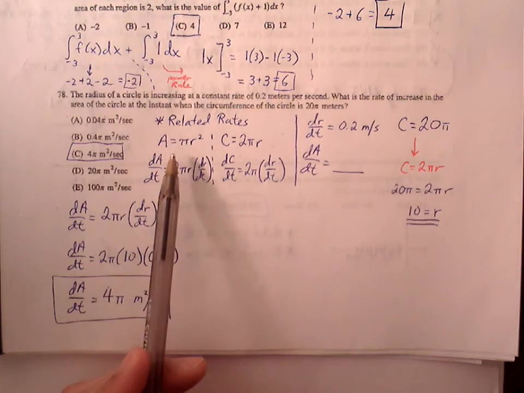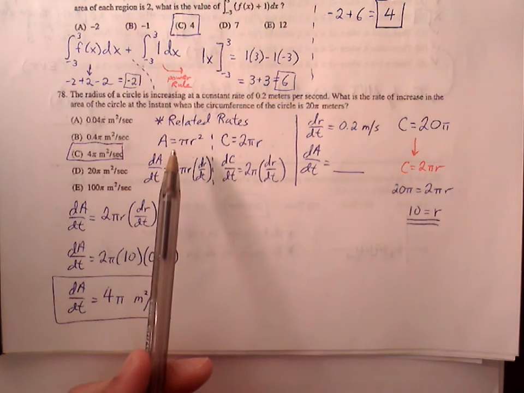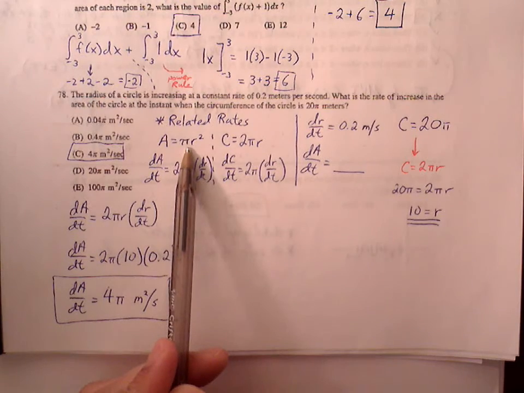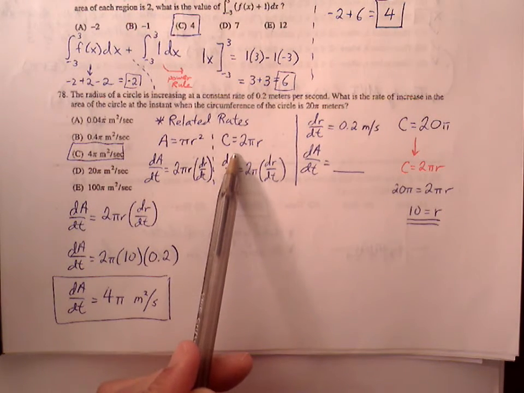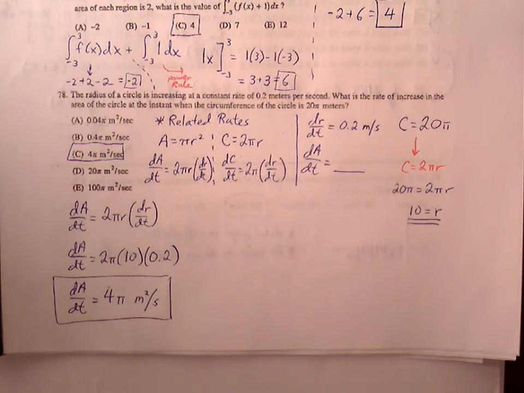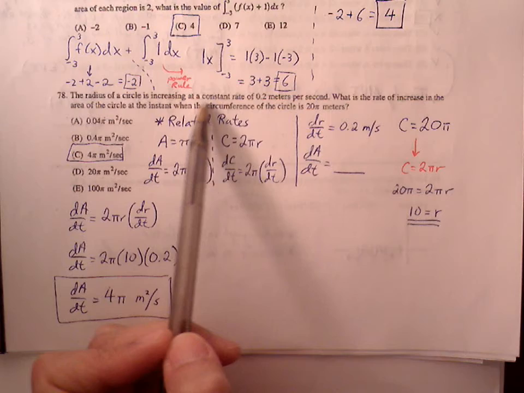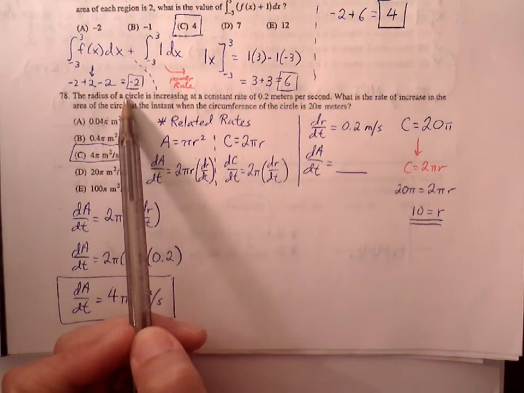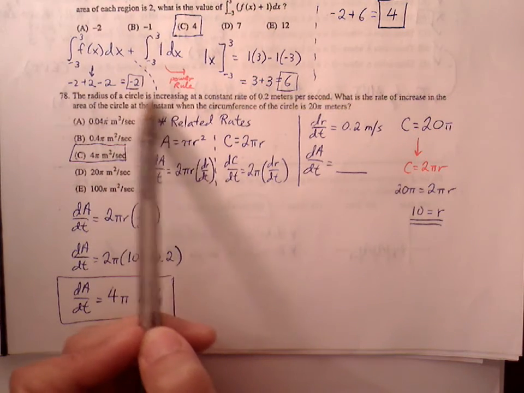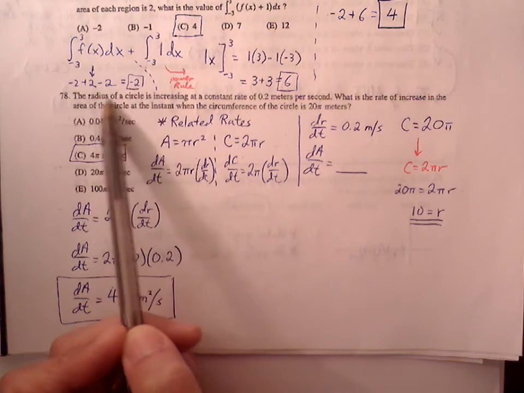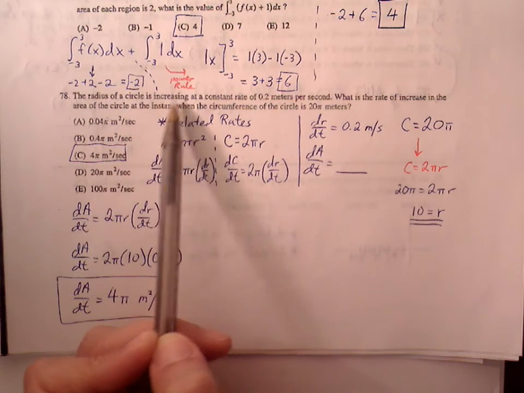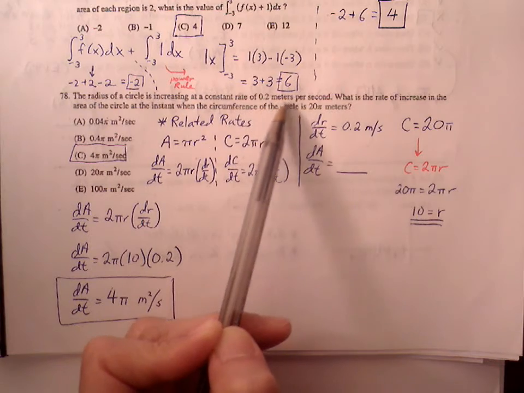So let's see, we have two formulas that stand out. We're dealing with the area of a circle, and we're also dealing with the circumference of a circle. Area of a circle is pi r squared, circumference of a circle is 2 pi r. We can gather some information from what the problem tells us. The radius is increasing at a constant rate of 0.2 meters per second. So the radius, that's r, but it's increasing, so we know it's a rate, so this must be talking about dr/dt. So dr/dt is increasing, which means it must be positive. So dr/dt is 0.2 meters per second.